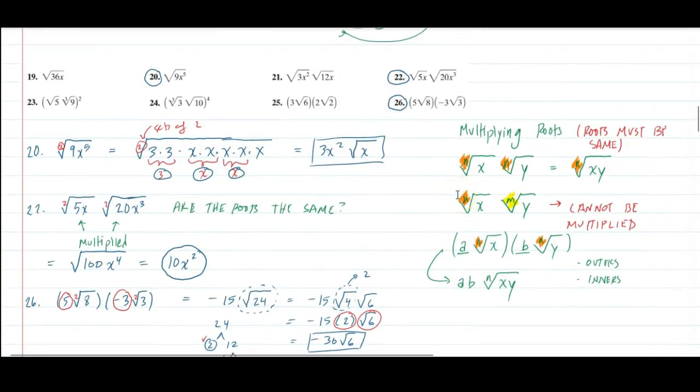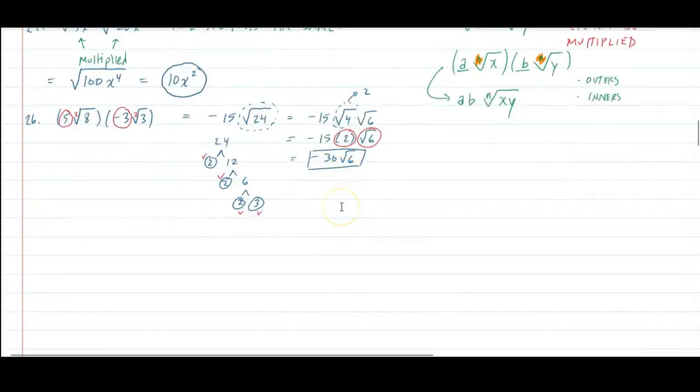But let's do one more in this set, which is number 24. It says you've got the third root of 3, the second root of 10, and they're to the power of 4. All right, so the third root of 3, the second root of 10, and they're multiplied by themselves 4 times.